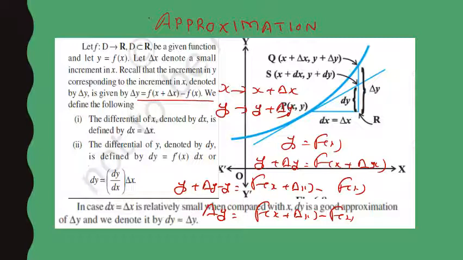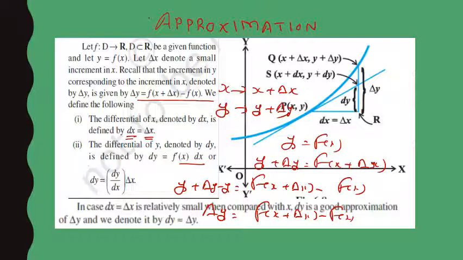Now, differential of x denoted by dx, dx is approximately equal to delta x. Differential of y denoted by dy, you can write as dy by dx into dx, that means f dash x into dx. And dy by dx into delta x becomes dx.